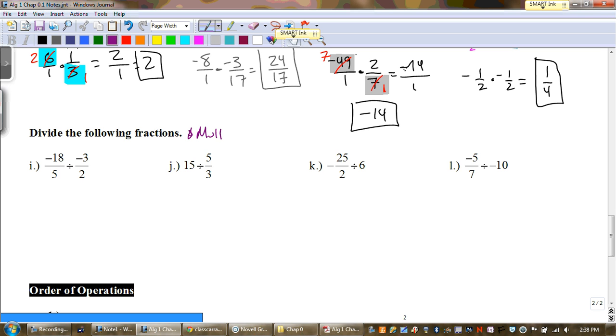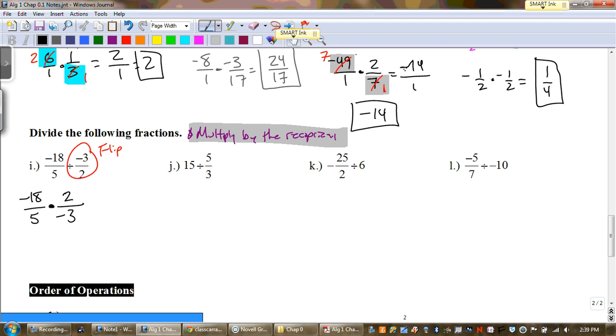We multiply by the reciprocal, okay? So multiply by the reciprocal. What that means is I have to take this second fraction and flip it, okay? So we get negative 18 over 5. I'm going to change it to multiplication, and then I flip the second one, okay?